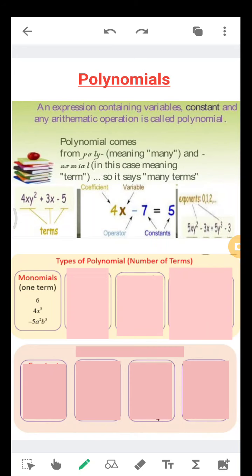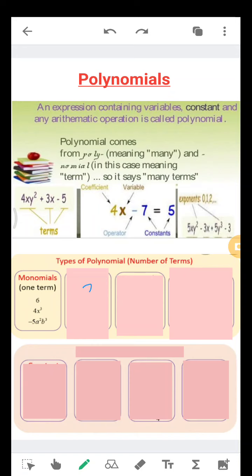If a polynomial has only one term, it is called a monomial. You learned about this in your lower classes. So you can see in all these expressions there is only one term. 6 is one term, 4x cube, something, minus 5a square b cube. So these expressions all have only one term. So an expression which has only one term is called a monomial. Then what do we call an expression if it has two terms?